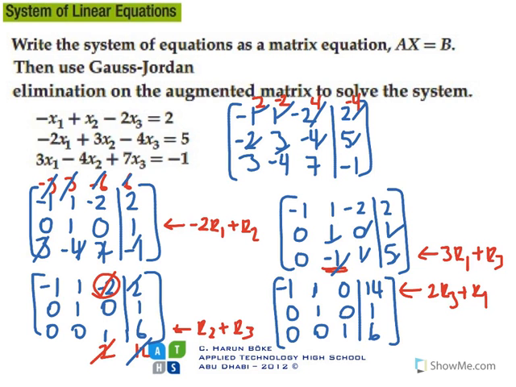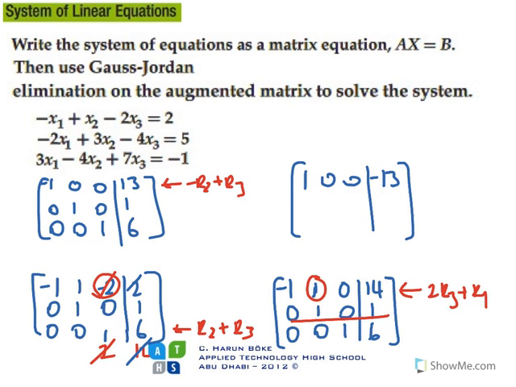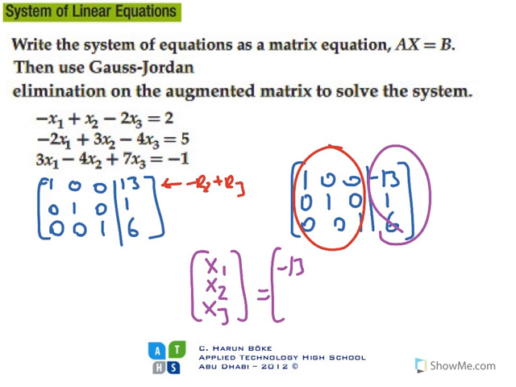Now next I want to get rid of this 1 here, so I'm going to multiply the second row by minus 1 and add to the first row. Hence it will be 1, minus 1 plus 1 will be 0, 0 plus 0 is 0, so this will be minus 1 plus 14, which is 13. And the last thing I have to do is multiply the first row by minus 1 so that the leading one will be positive. So it will be 1, 0, 0, minus 13; 0, 1, 0, 1; and 0, 0, 1, 6. Now we have the identity matrix here, hence I can write the answers as the unknown matrix x1, x2, x3 equal to the matrix B, which is minus 13, 1, and 6.